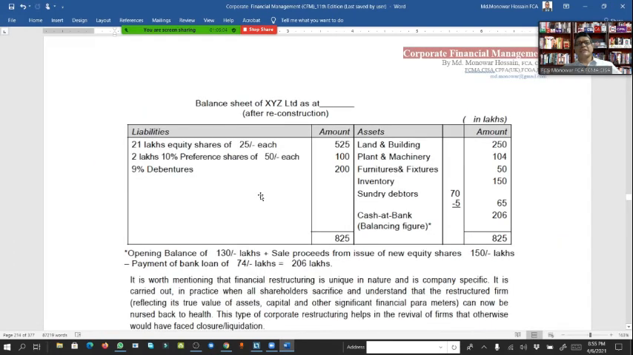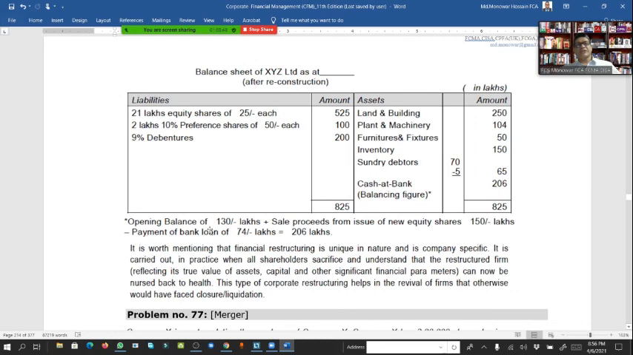Now, what would be the balance sheet? The reconstruction balance sheet is that: now 21 lakh equity shares at 25, 525; 2 lakh 10% preference shares of 50 taka each, 100; 9% debenture 200 lakh; total 825. Land building comes 250, plant machinery 104, furniture fittings 50, inventory as per the balance sheet 150. Sundry debtors 70 as per the balance sheet. Now adjust 5 bad debt, so 65. And the balancing figure makes bank balance 206. So this way the balance sheet can be reconstructed.